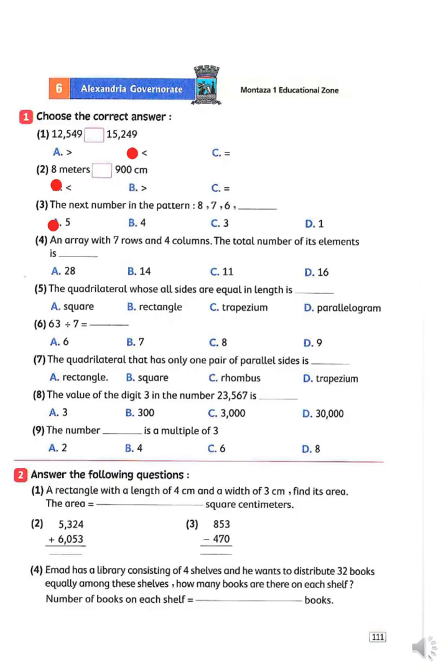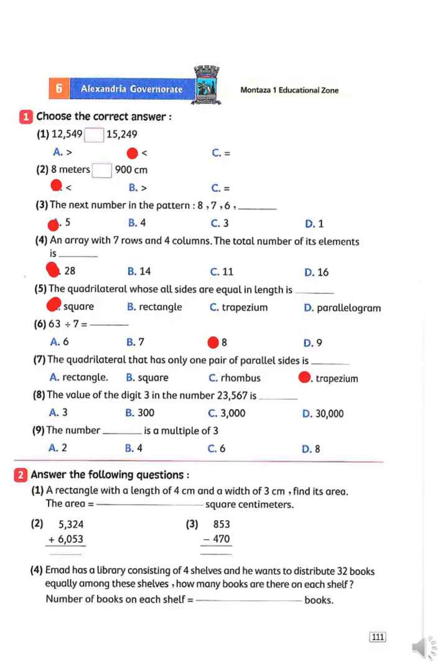8765. An array with 7 rows and 4 columns. The total number of its elements is 7 by 4 equals 28. The quadrilateral whose all sides are equal in length is square. 63 divided by 7 equals 8. The quadrilateral that has only one pair of parallel sides is trapezium.